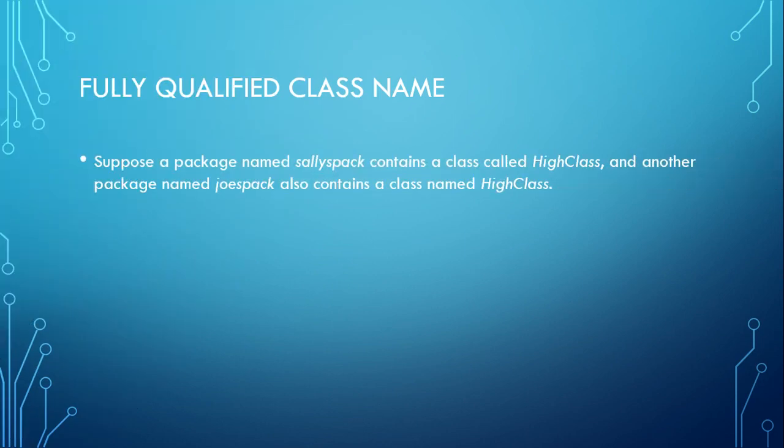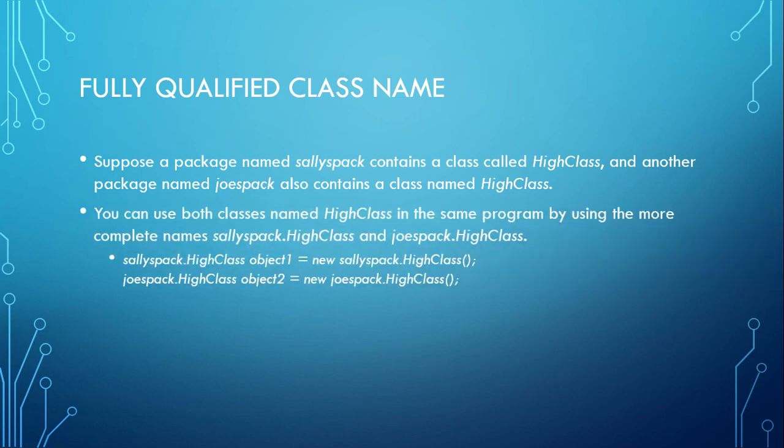So suppose we have a package named SalliesPack, which has a class called HighClass, and another package called JoesPack, which also contains a class named HighClass. You could technically use both classes named HighClass in the same program by using more complete names, such as SalliesPack.HighClass and JoesPack.HighClass. So if we actually look at that in our code, we have SalliesPack.HighClass object1 equals new SalliesPack.HighClass, and JoesPack.HighClass object2 equals new JoesPack.HighClass.